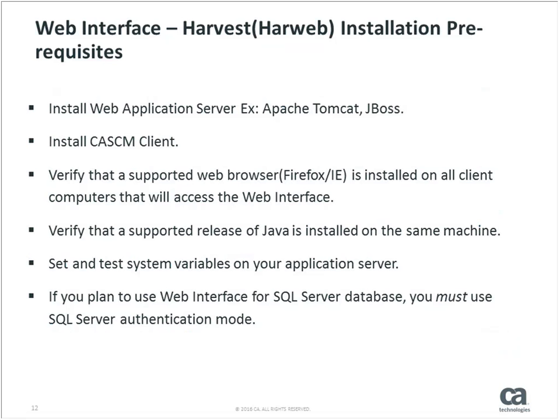And next, I would like to discuss the prerequisites of the web interface of Harvest. To install it, you need to install a web application server on your machine and install the CA client, and make sure your supported web browser is installed on the client from where you want to access Harvest. And verify the supported release of Java is installed on the machine where you are installing Harvest. And make sure you have set system variables on your application server. Also, if you plan to use the web interface for a SQL Server database, then you must use SQL Server authentication mode.